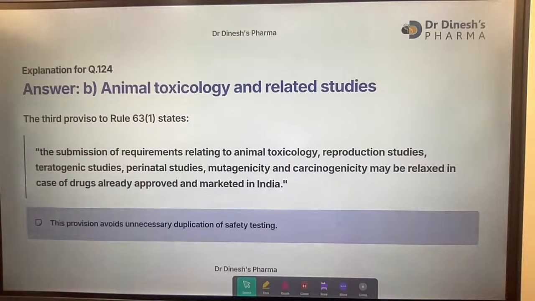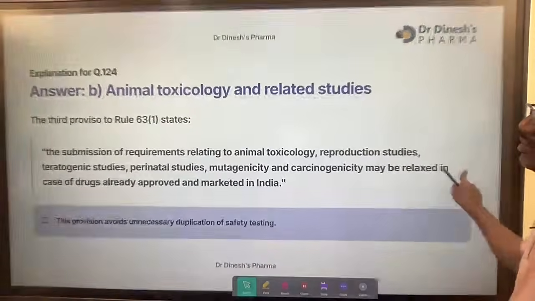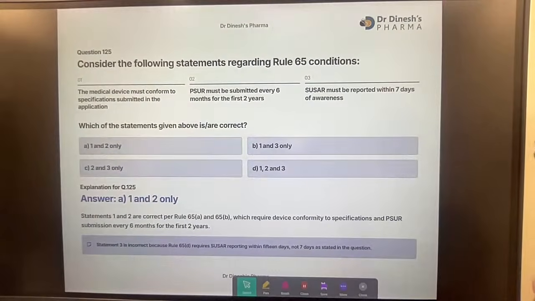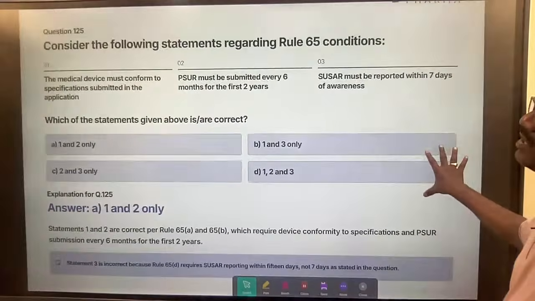Rule 63 states that the submission of requirements relating to animal toxicology, reproduction studies, teratogenic studies, perinatal studies, mutagenicity and carcinogenicity may be relaxed in case of drugs already approved and marketed in India. This provision avoids unnecessary duplication of safety testing. Already the drug is approved, which means the safety is approved, right? So those are safety studies, and you don't need to go for the duplication. Animal tox.